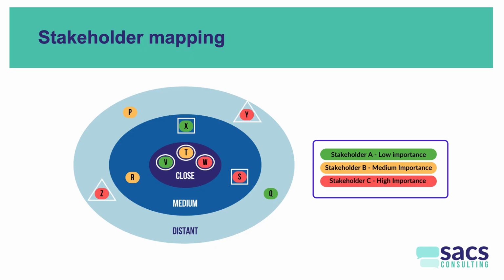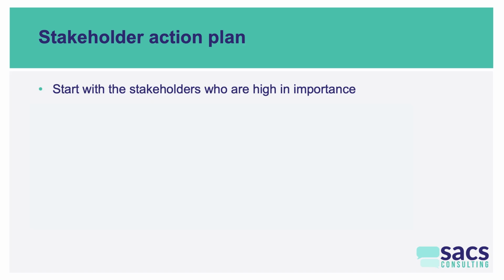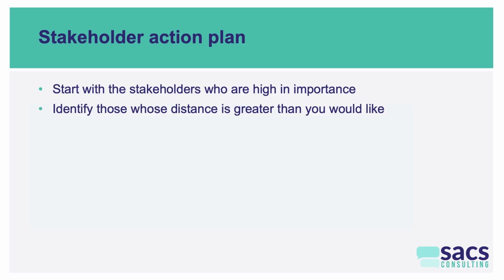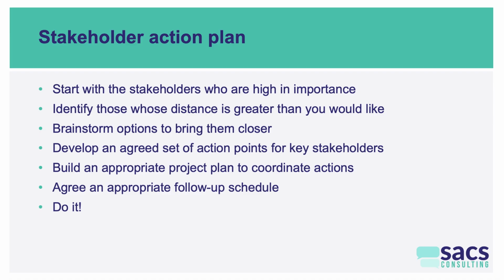Once we've mapped this out, this can imply action. Let's start with the stakeholders who are high in importance, identify those whose distance is greater than we would like, and brainstorm options to bring them closer. So if you do this in a facilitative leadership sense, where you get together as a group and you identify how to bring these stakeholders closer, that can be a really powerful thing to do, but it can also sponsor a spirit of teamwork and creativity amongst the group.